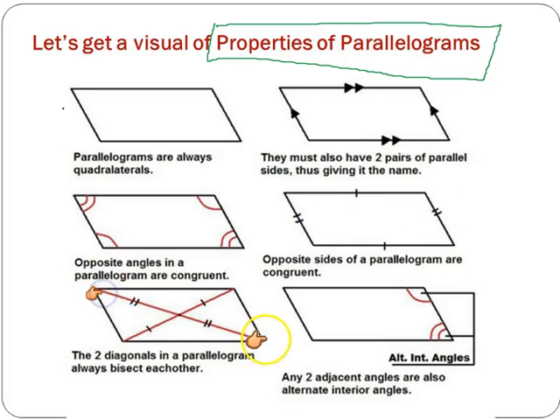When we have our diagonals, that's when we draw from one vertex straight across to the other vertex, that's a diagonal. The diagonals will always bisect each other. And remember, bisect means it's going to divide them into 2 equal parts. And then the adjacent angles, sometimes we call those consecutive angles, will always be supplementary. So if we add those 2 angle measurements together, we should always get 180 degrees. So those are our properties of parallelograms.